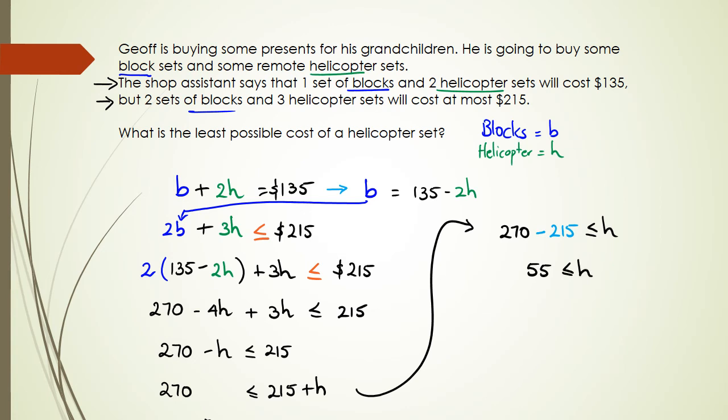Now if you look at the question, it actually says what is the least possible cost of a helicopter set. In this case we've already found that. So we can say the minimum cost of a helicopter set is $55.